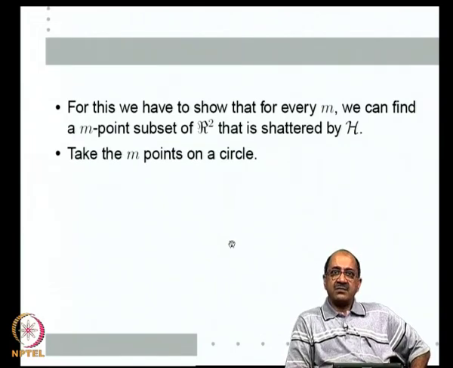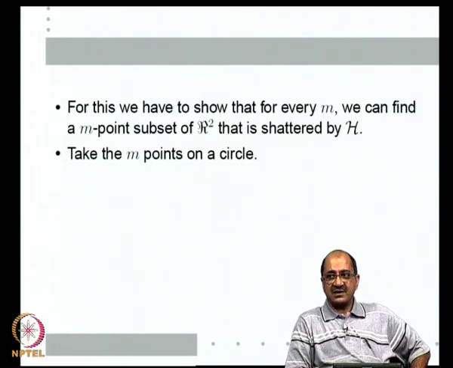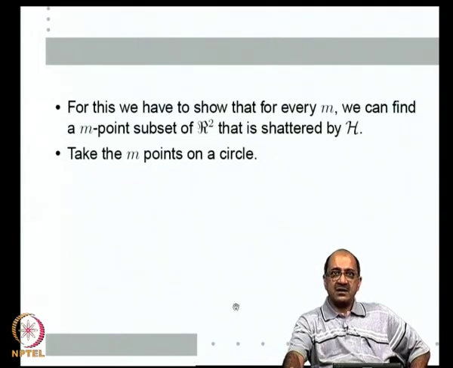You give me any m, I take all the m points on a circle. The circle can be put anywhere in R2, its center and radius do not matter, except that all the points have to be on a circle. So, I will take an m point set such that all m points are on a circle. Now, we are going to show that this is shattered by the family of all convex polygons.